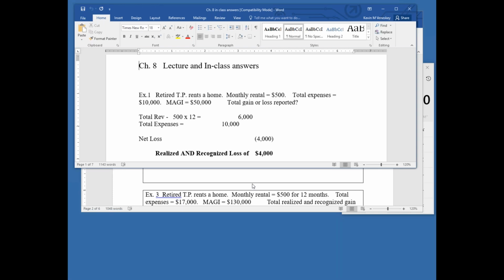Towards the end of this lecture today, we're going to look at a tax return and do an example, and you'll see where Schedule E actually appears on the tax return.